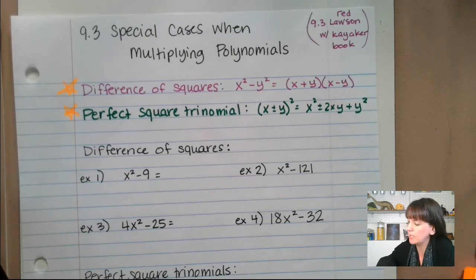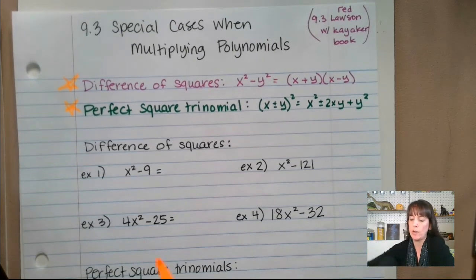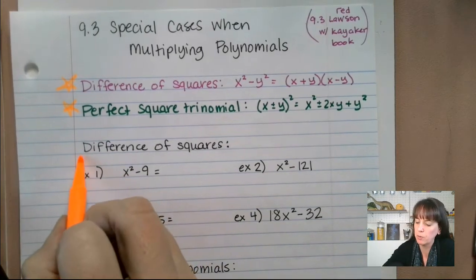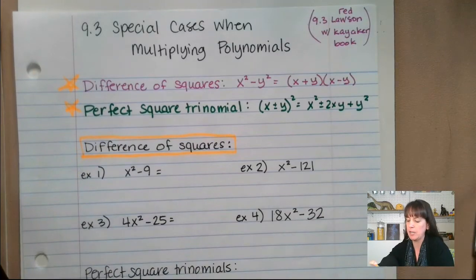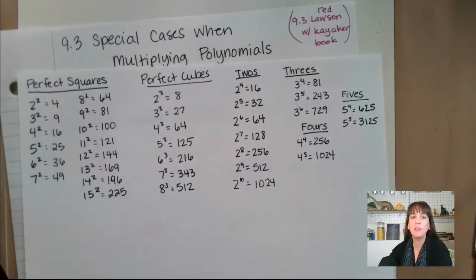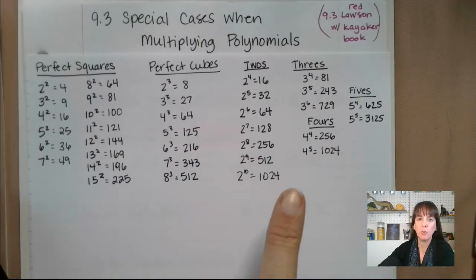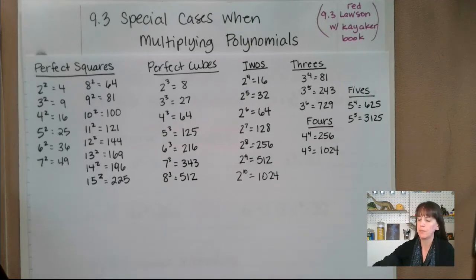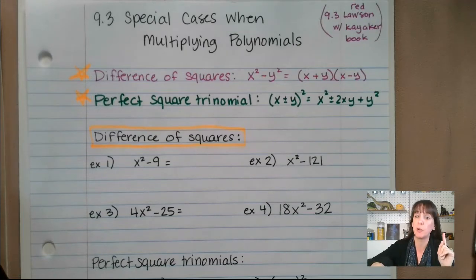For our first one, we're going to talk about difference of squares. So pause the video and write those formulas down. Also, if you don't already have a cheat sheet of perfect squares, perfect cubes, your 2s, your 3s, your 4s, your 5s, pause the video and write those all down so that you have them. These are what I like to call friendly numbers. These friendly numbers will come in handy because then you know your perfect squares.